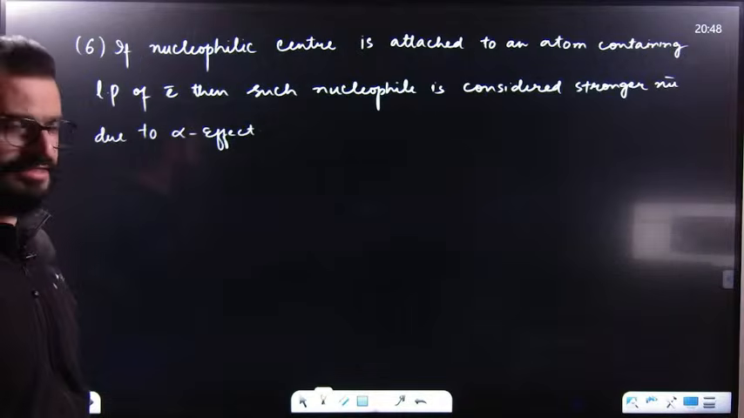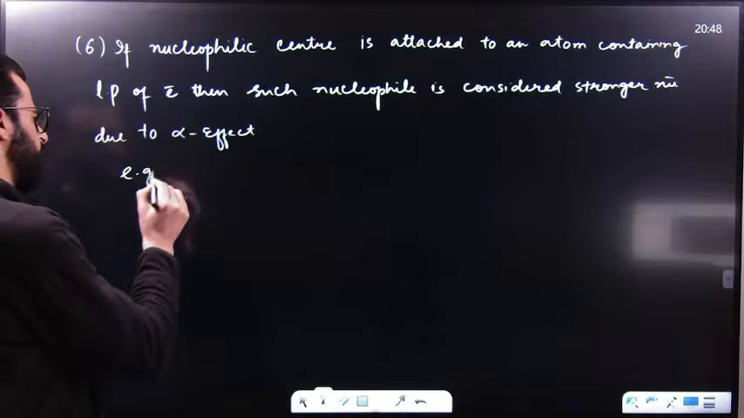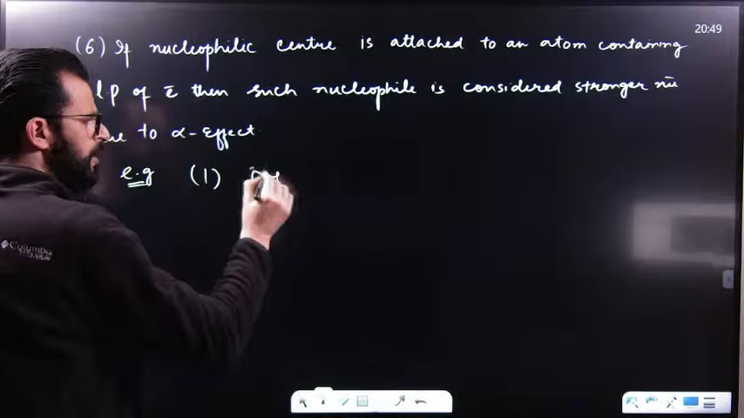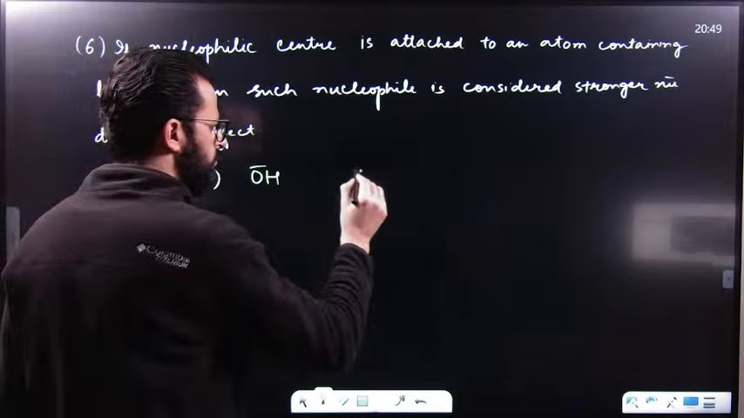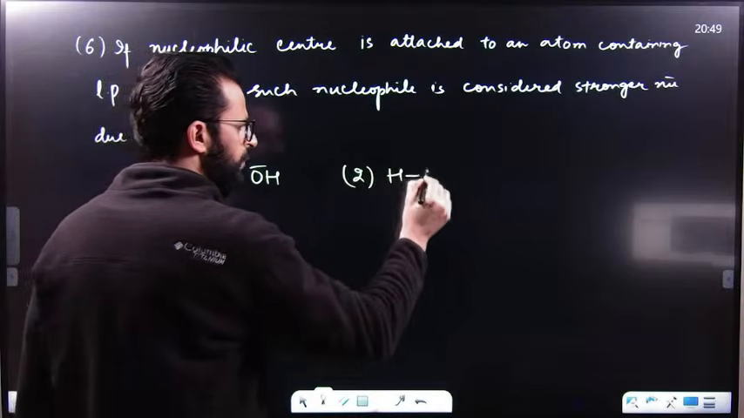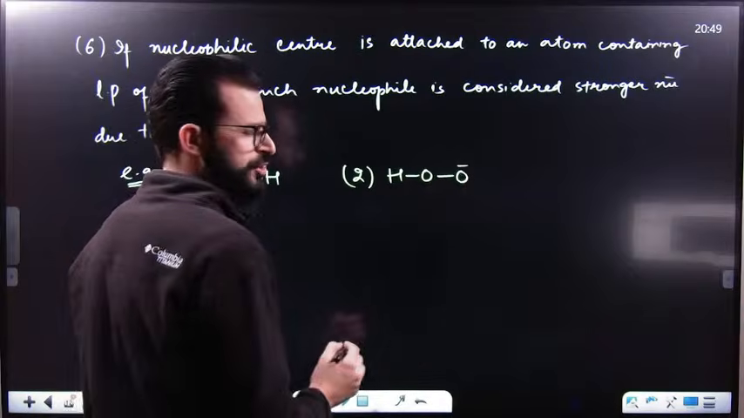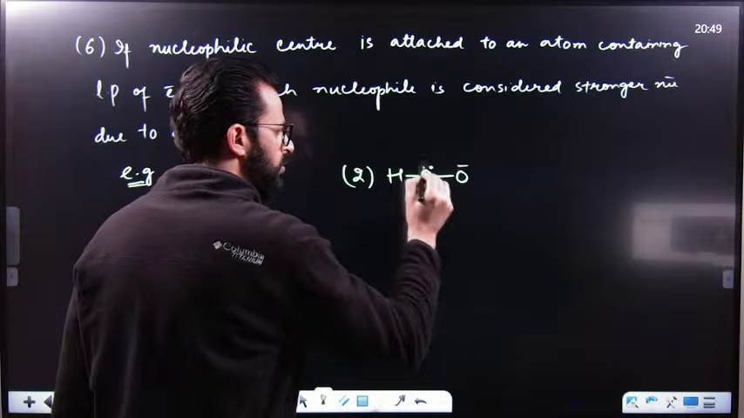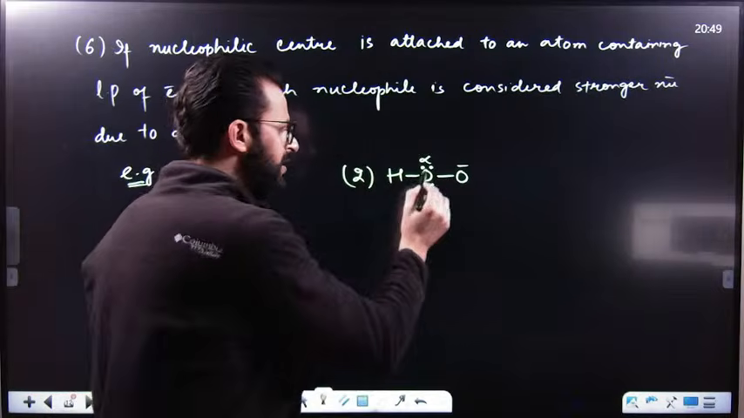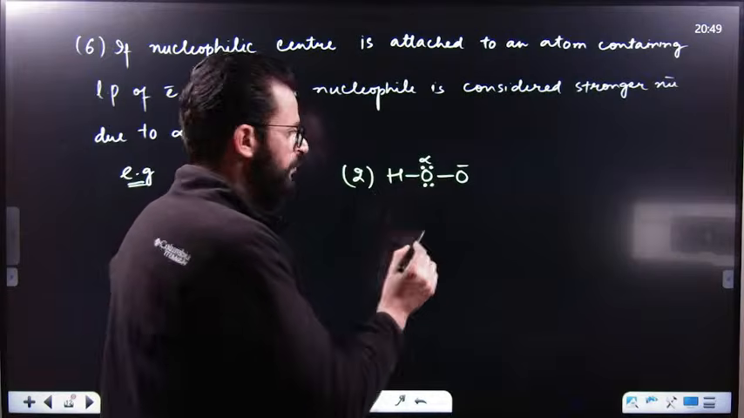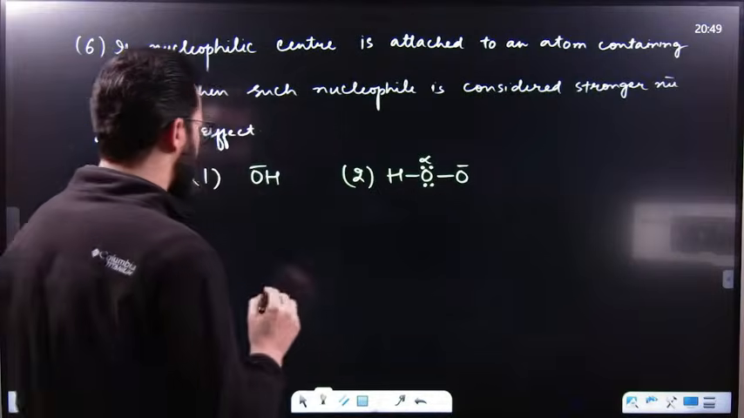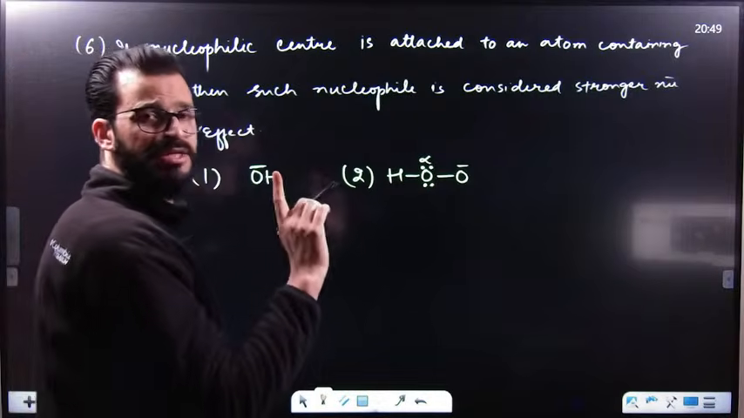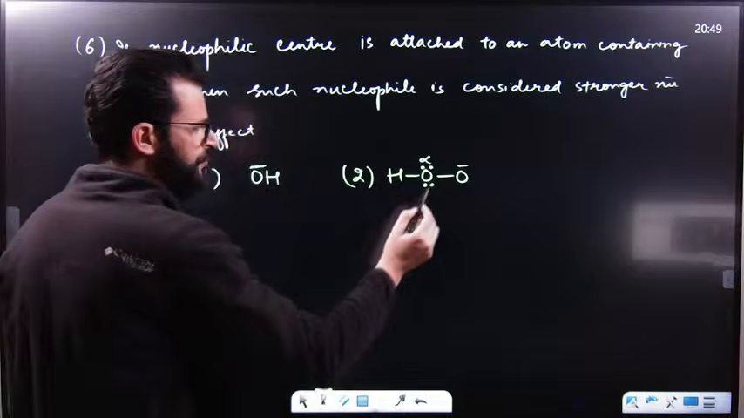Last point is like this. Have a look. If you have a nucleophilic center, say for example oxygen, and another nucleophilic center which is once again an oxygen, but at its adjacent position, that means the alpha position, there is another heteroatom having a lone pair of electrons. Now have a look. Here this is the nucleophilic center, but to this hydrogen is attached, that means it does not have any lone pair. Now what will happen over here?